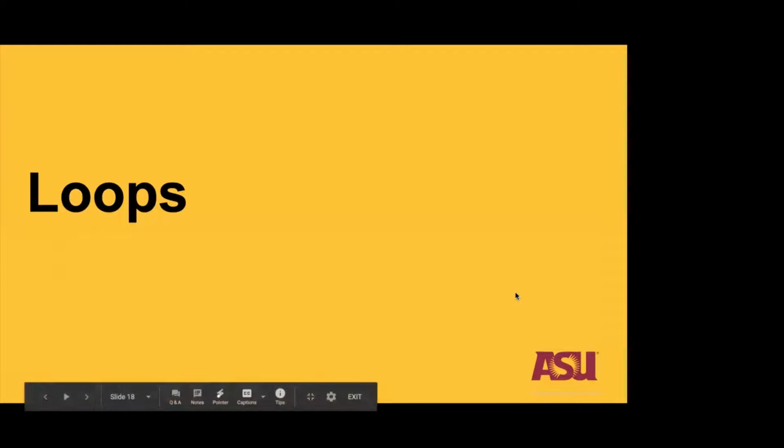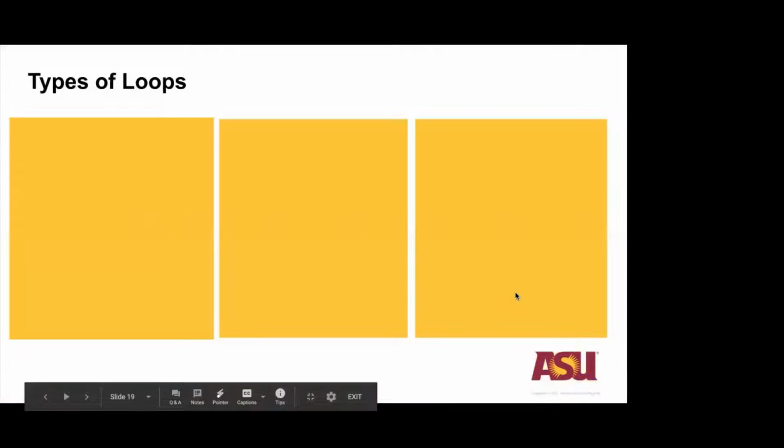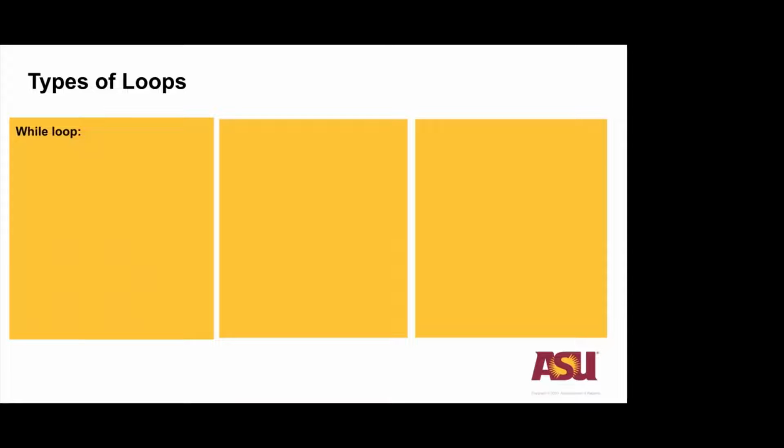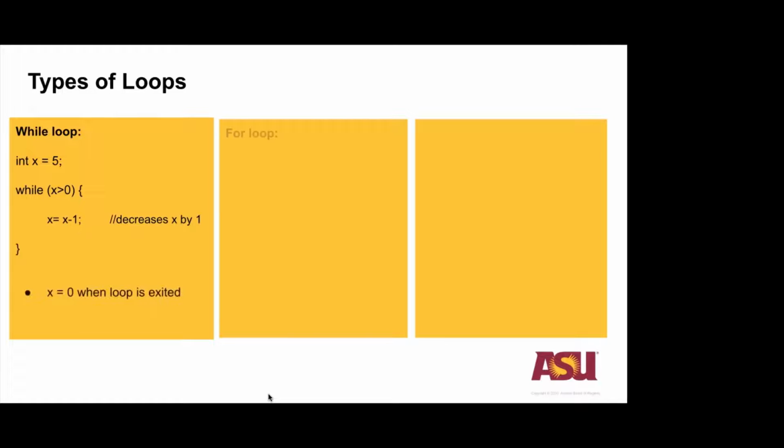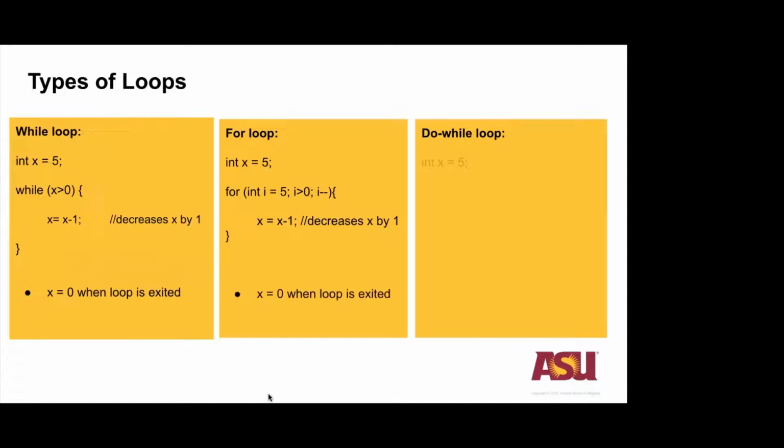Now I'm going to go over the loops. First, we have three types of loops. The basic while loop. And the second type of loop is the for loop. It's a similar type of loop to the while loop. The last type of loop is the do while loop.